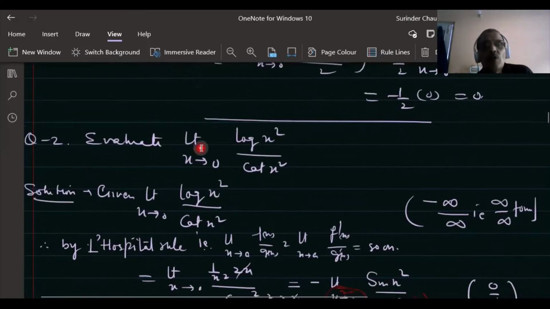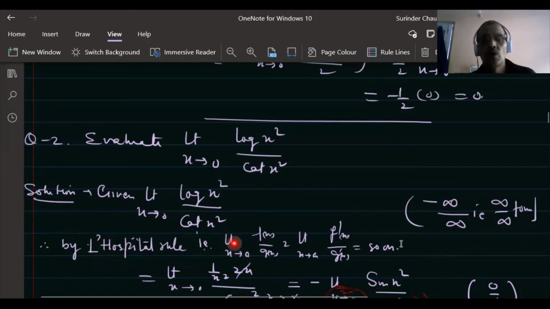The next is: evaluate the limit x tends to 0 of log of x square upon cot x square. Again, given this, we'll check which form this is. Log of 0 is equal to minus infinity, log of cot is equal to infinity. This is infinity upon infinity form, so we can evaluate this by L'Hospital rule.